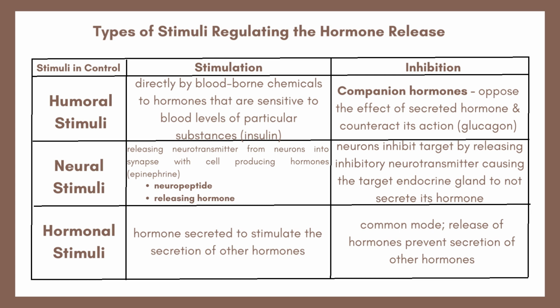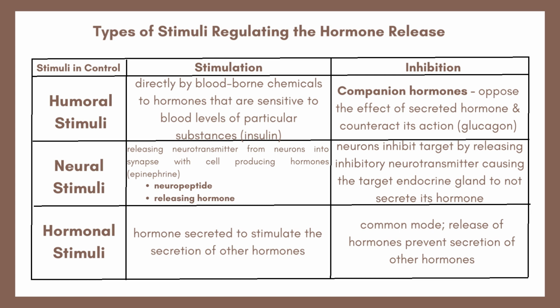The stimulation in neural stimuli is the epinephrine, neuropeptide, the chemical messenger secreted by neurons directly to blood, and the releasing hormones, specialized neuropeptides that stimulate hormone secretion from the other endocrine cells. Inhibition: neurons inhibit target by releasing inhibitory neurotransmitter, causing the target endocrine gland to not secrete its hormone.